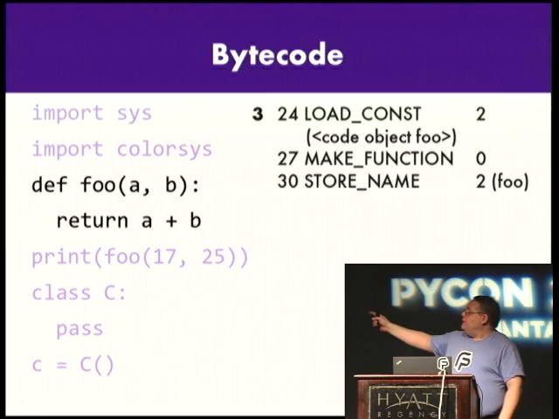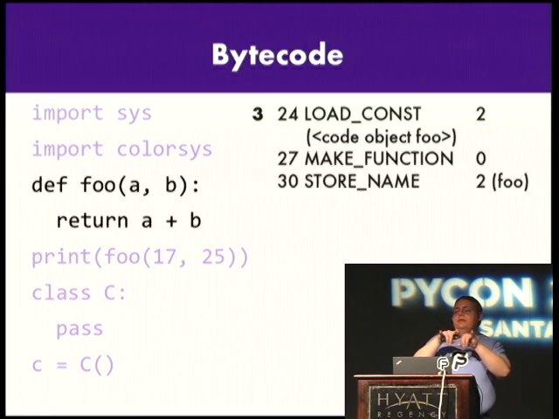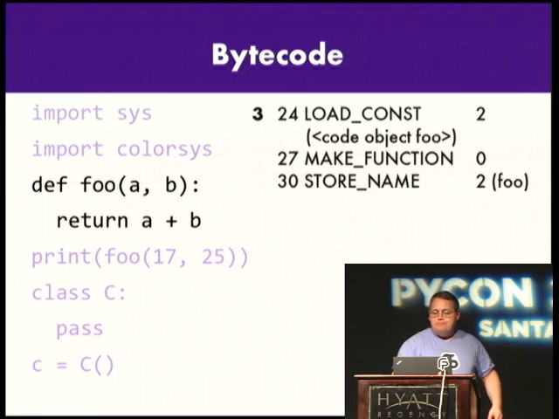The argument to MAKE_FUNCTION is an integer. It's actually 2 integers that have been bit shifted together that represent how many positional arguments and how many name-value pair arguments are going to be passed into this function. The result of MAKE_FUNCTION, it pushes a callable object onto the stack, and then we call STORE_NAME again, and we just store it just like we stored the imports.